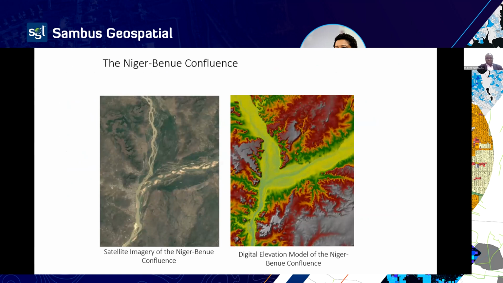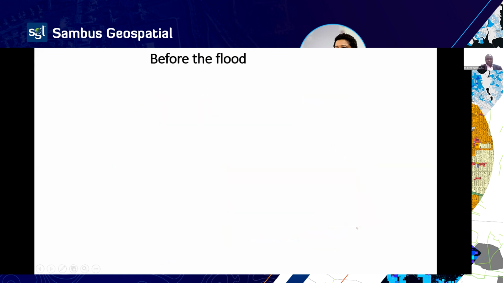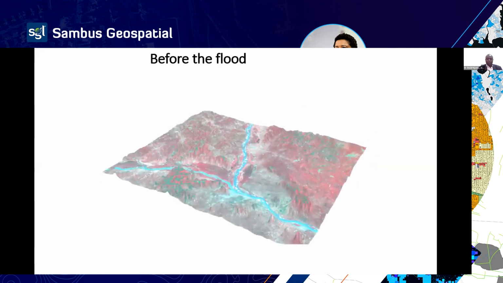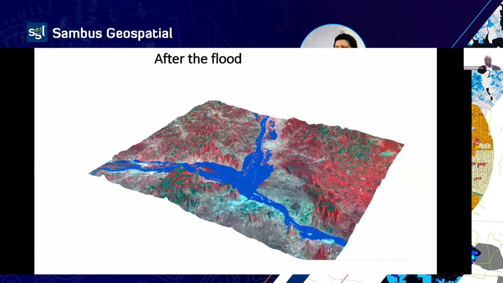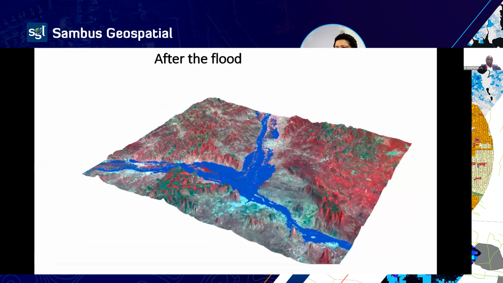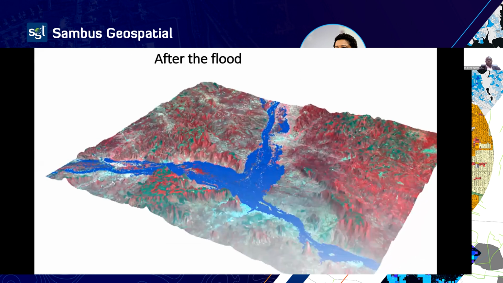On one side is the satellite image, and on the other side is the digital elevation model of this area. Then using the information of past floods, we're able to generate a flood scenario for the area. Please, can we go to the next slide? Okay, this is the Nigerian Sat1 satellite image, and this is the same image in 3D before the flood. Okay, and this is after the flood.